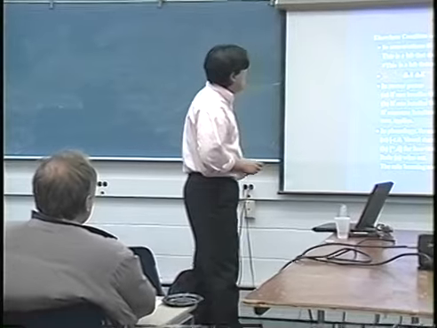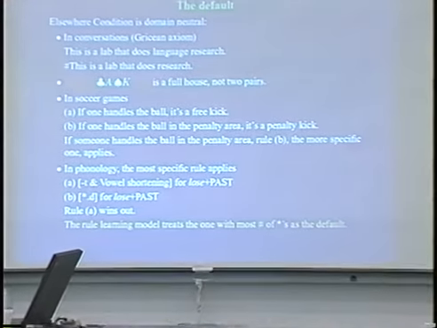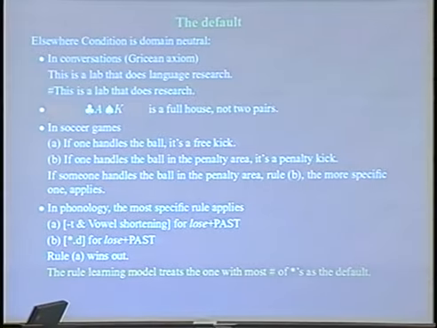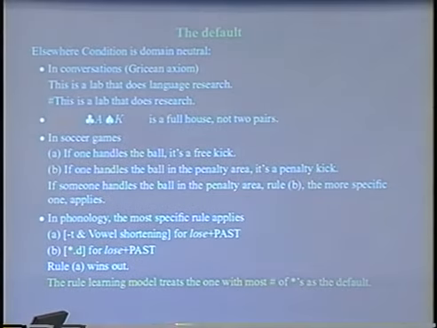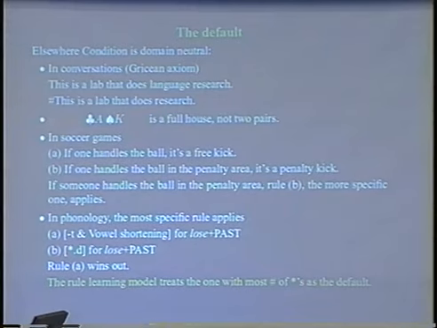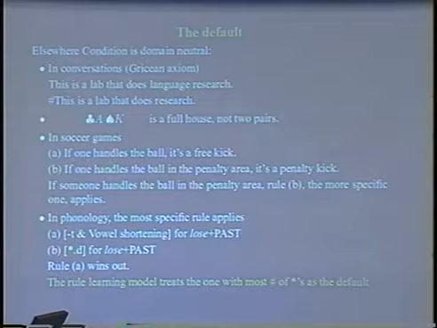And also, we're going to return to the issue of default. Why is default such a big deal? I believe Ellsworth conditions are also domain neutral. In conversations, I can give you some examples. There's a Gricean axiom that you have to be more specific. So if we say this is a lab that does language research, it's quite appropriate. If you see a lab that does research, that is technically correct, but not terribly informative.